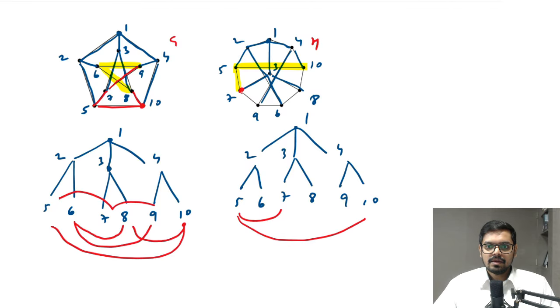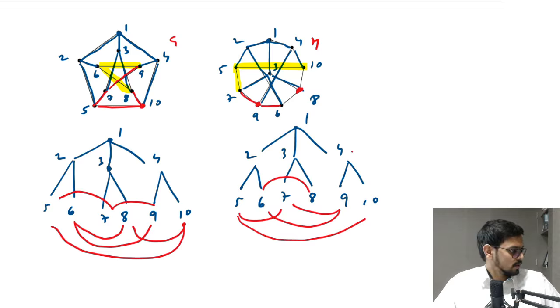Okay, let me take it this way. This 9 is having an edge to 7 and 6. And finally, 8 is having an edge to 6 and 10. So this is 6, this is 10.